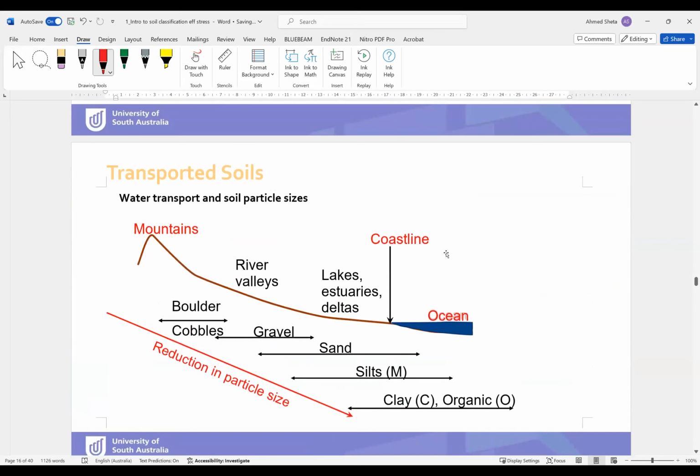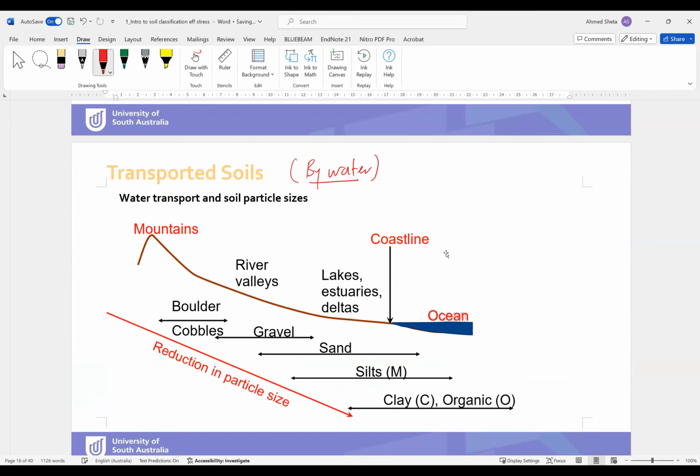We have some explanation of the soil transported by water. Okay, and this is an example or explanation of how the soil size depends on the place of the soil and also the speed of the water.